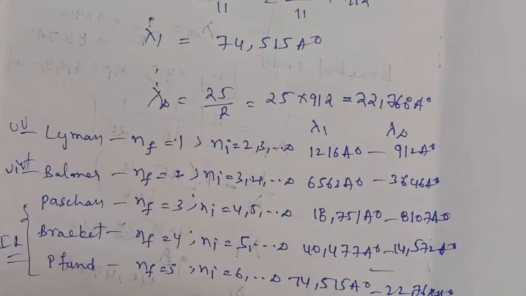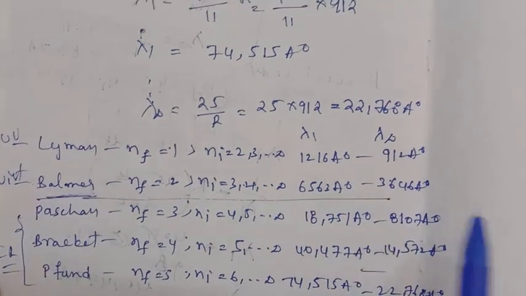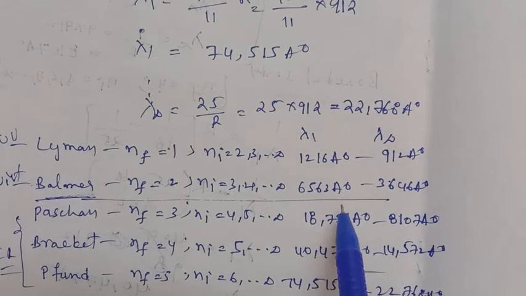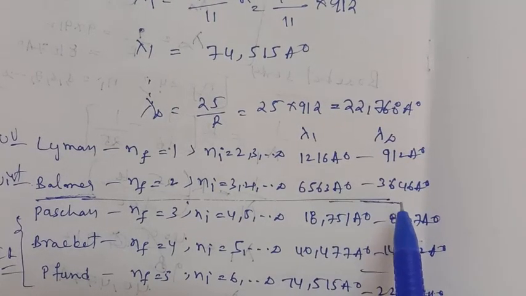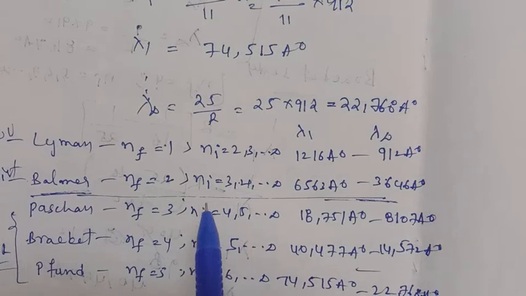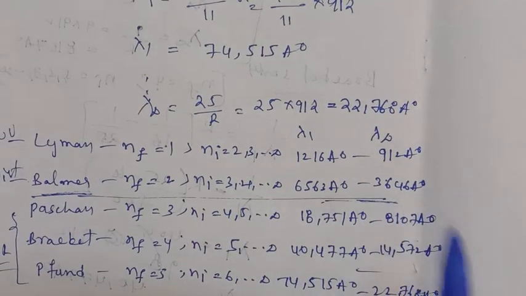But the Balmer series exists from where to where? It exists in the visible region. This is the line spectrum of the hydrogen atom and the Balmer series. So this Balmer series is from the H alpha line to the H infinity line.